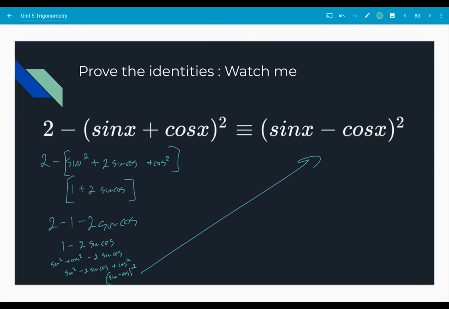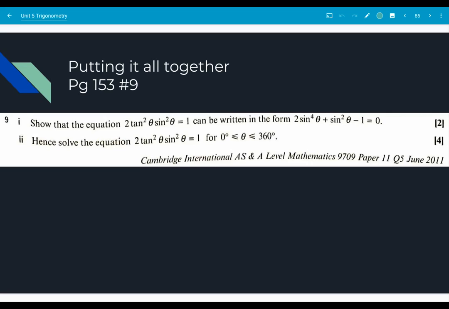And there you go. Here, I'm not going to go over this one because I want you to do it in class. But what I want to point out is almost all trig equations that have to do with identities are structured in this same way. Okay, and what I mean by that is they're saying show that this can be written as that. Hence means use what came before and solve this particular equation.